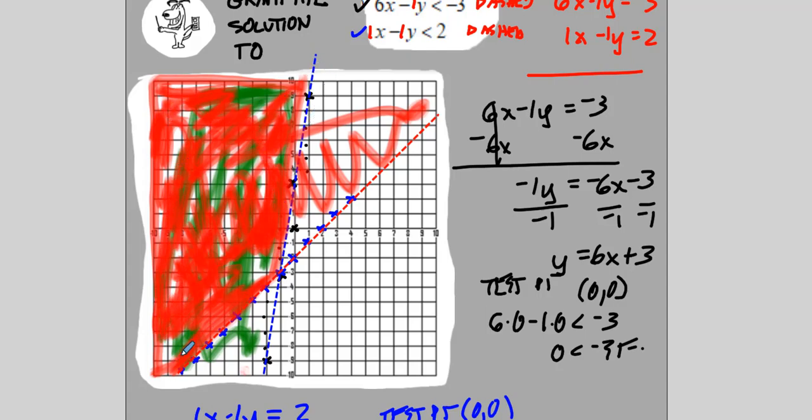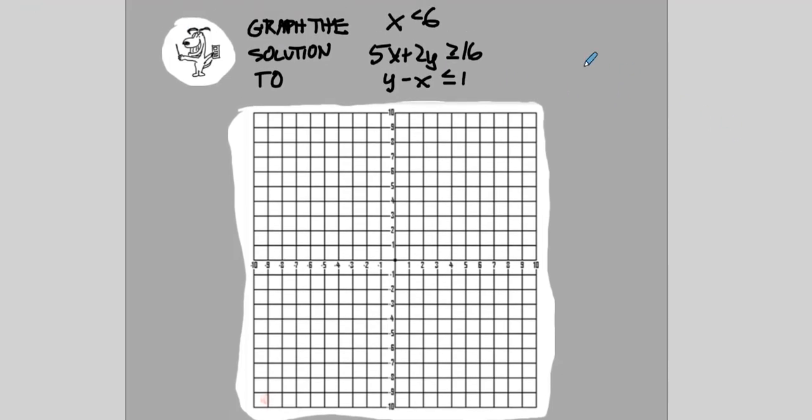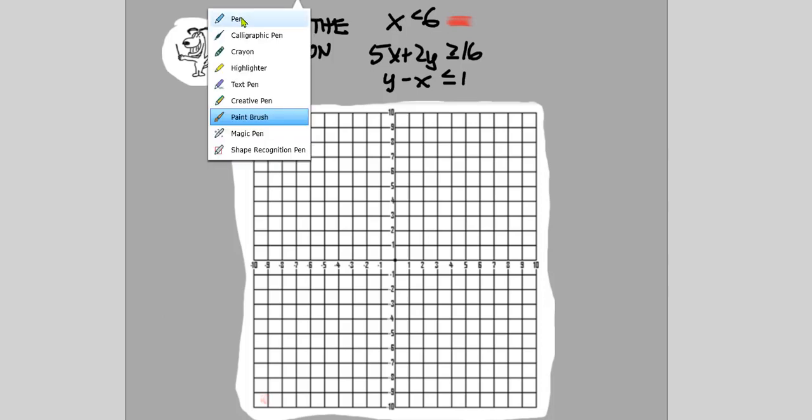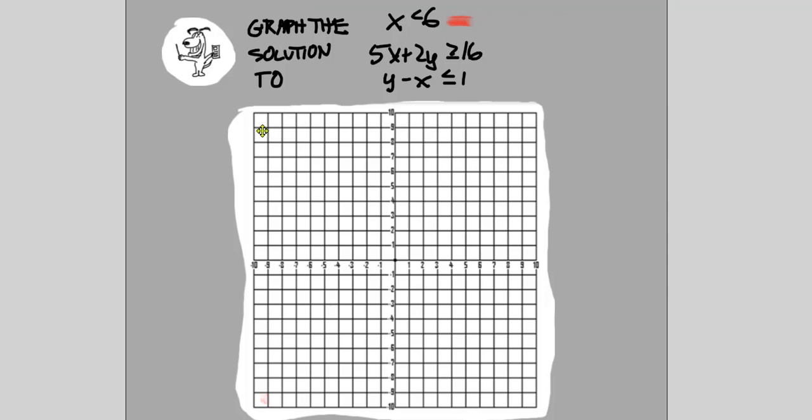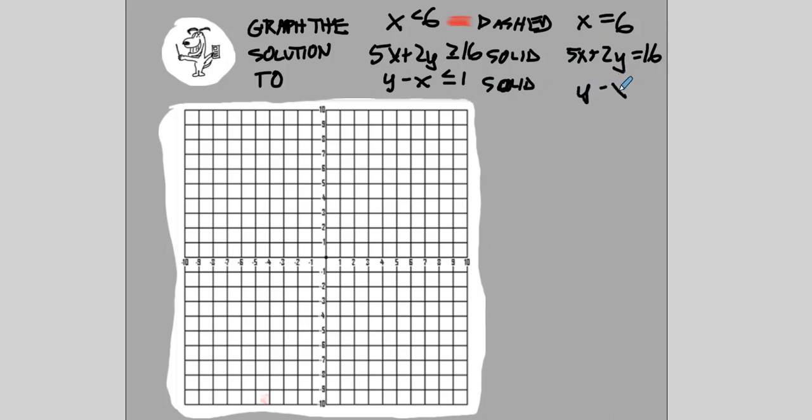That's dashed, so the boundaries are not actually included in the solution. Okay, so now I'm going to do one with 3 inequalities just to demonstrate. So this is dashed, solid, solid. This is x equals 6, the boundary. This is 5x plus 2y equals 16 for the boundary. And this is y minus x equals 1 for the boundary.